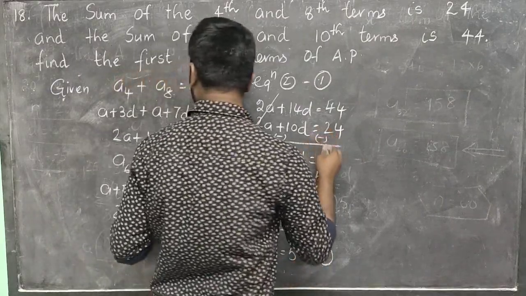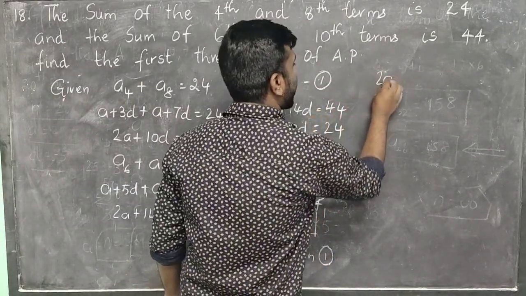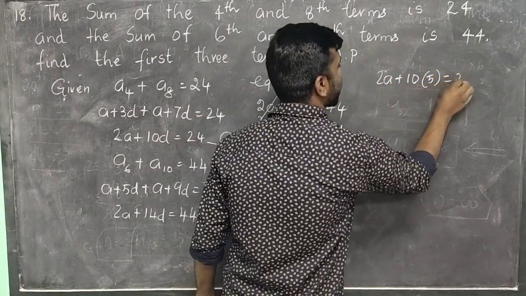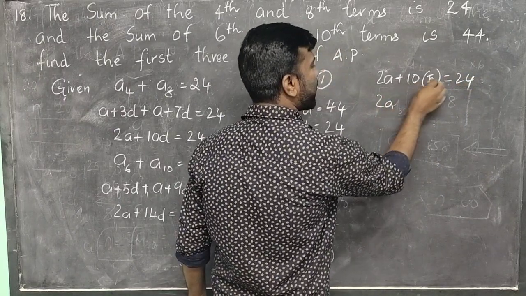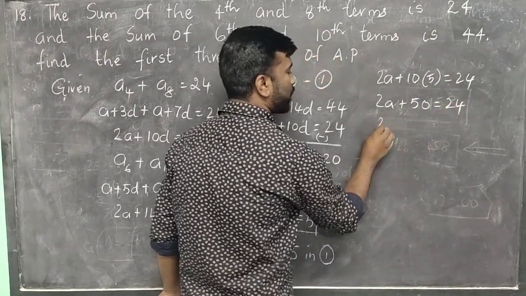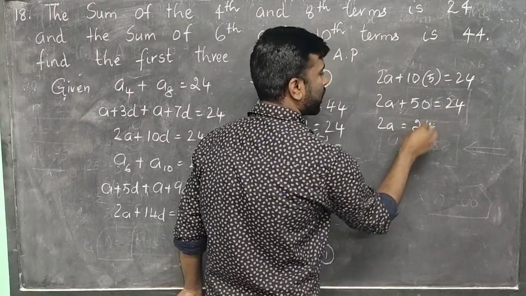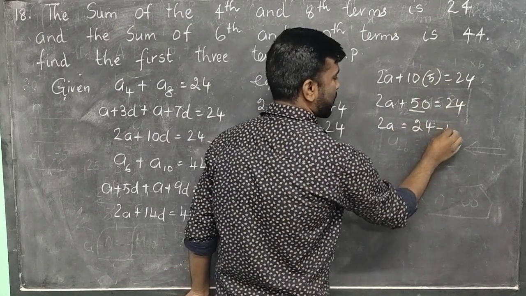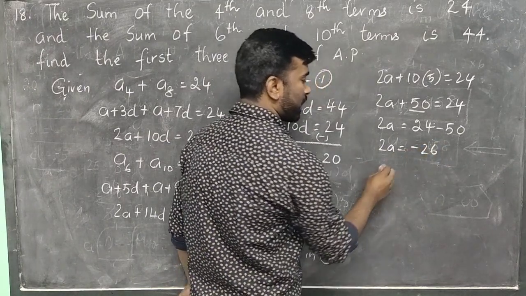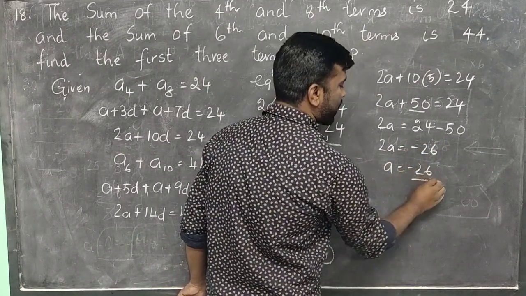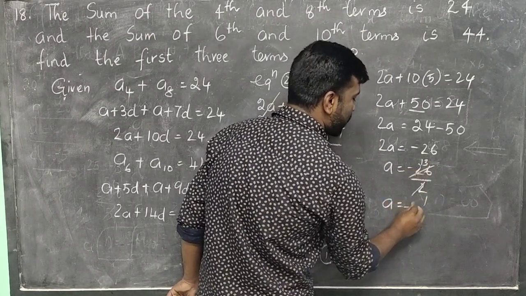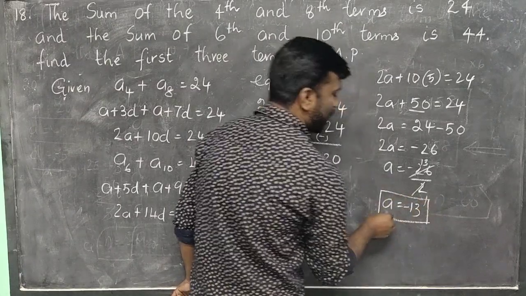What do we get? 2A plus 10 times D, which is 5, equals 24. 2A plus 10 5s are 50, which is equal to 24. 2A equals 24. Now shift plus 50 to the RHS, it becomes minus 50. Now 2A equals minus 26. Now A equals minus 26 divided by 2. 2 1s are 2, 2 13s are 26. So we get A, the first term, as minus 13.